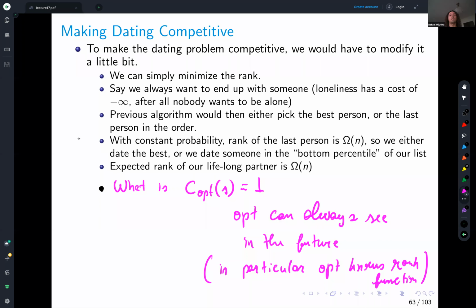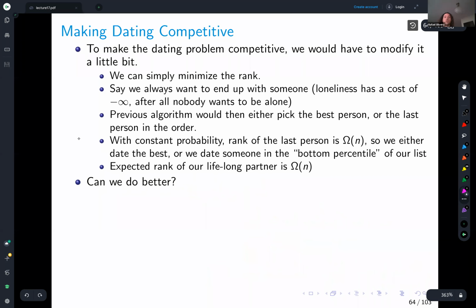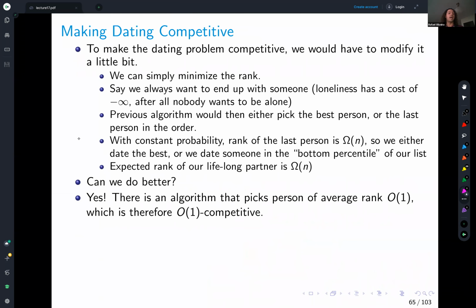So what is the competitiveness of this algorithm? The algorithm that we just talked about in this online setting is omega n competitive, which is pretty bad because we have n people. So can we do better with an algorithm? And the answer is yes. And it's actually funny, it's satisfyingly more intuitive. There's an algorithm that picks a person of average rank O of 1. So there is an O of 1 competitive randomized algorithm. Okay, and what is this algorithm?